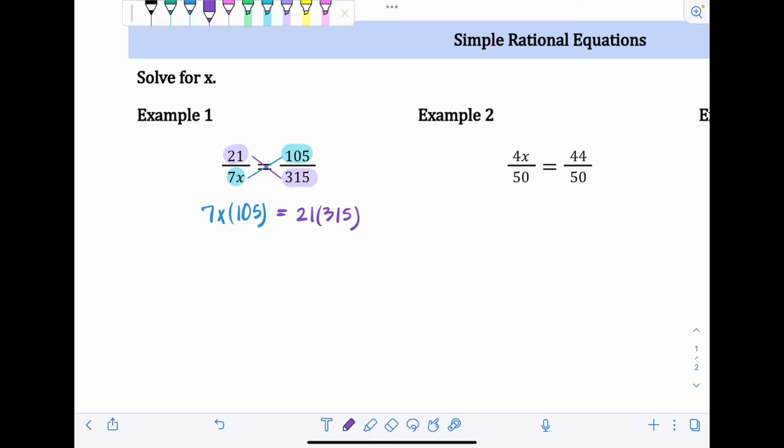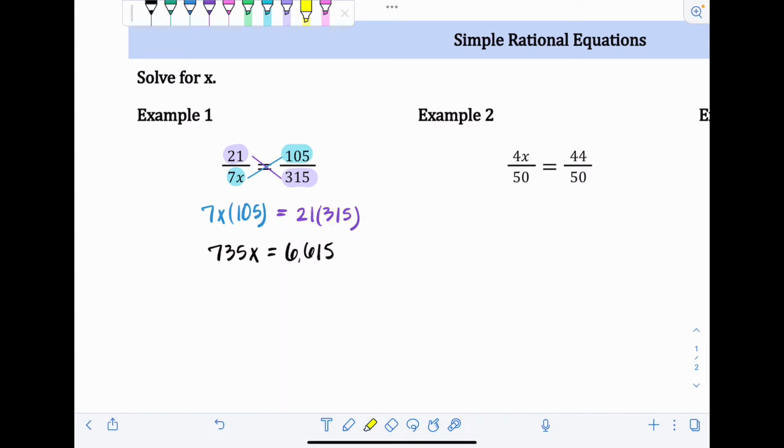So we took both diagonals and took the product of those two numbers and set them equal to each other. Now we can simplify each side. If we do 7x times 105, I just need to multiply 7 times 105, and that's 735. And then the x just gets tacked on to the end. And then on the other side of the equal sign, 21 times 315 is 6,615.